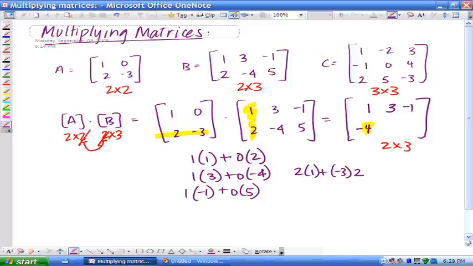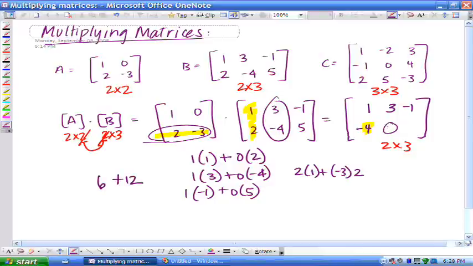And we can go ahead and finish it by saying this one times this one will go in this spot, which would be 6 and 12. So therefore it's 18. And last but not least, this one would be, again, the 2 and the negative 3 times the negative 1 and the 5, or negative 2 plus negative 15 gives you negative 17, and there's your answer matrix.